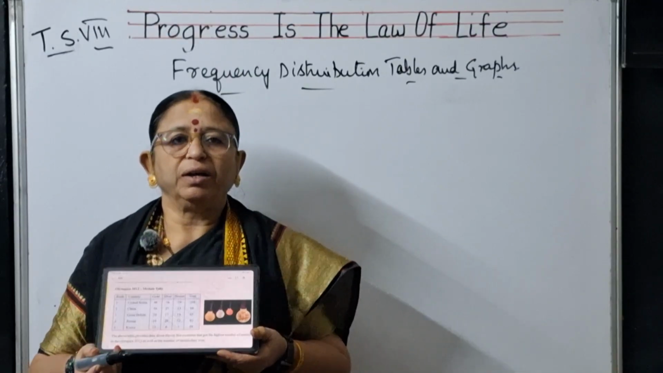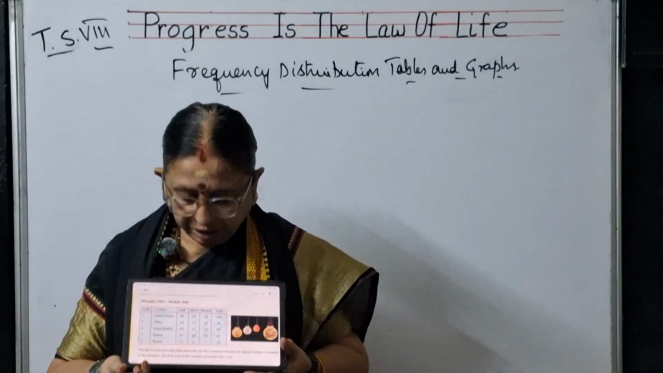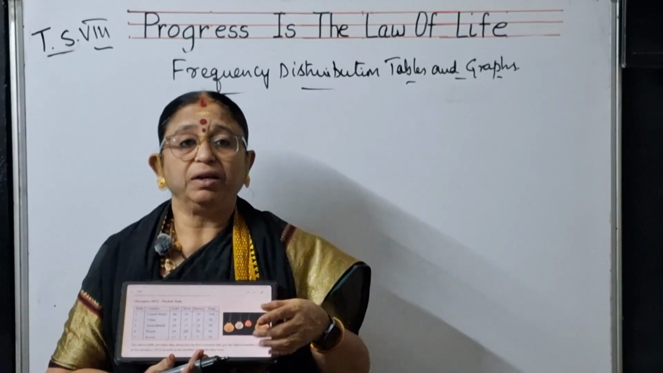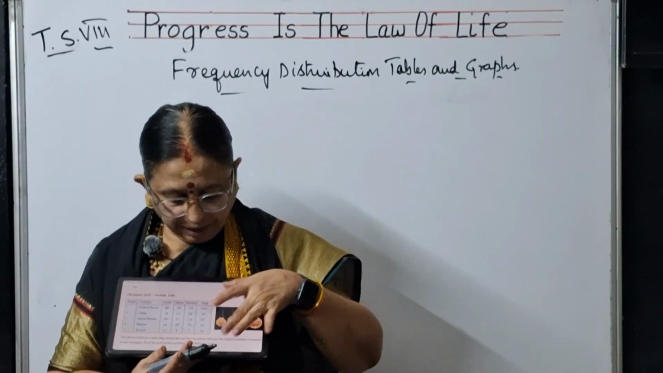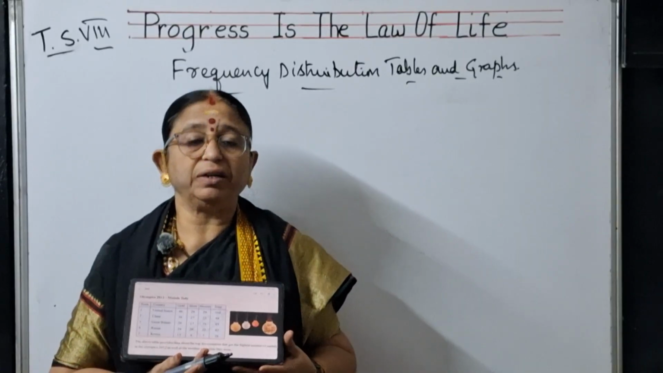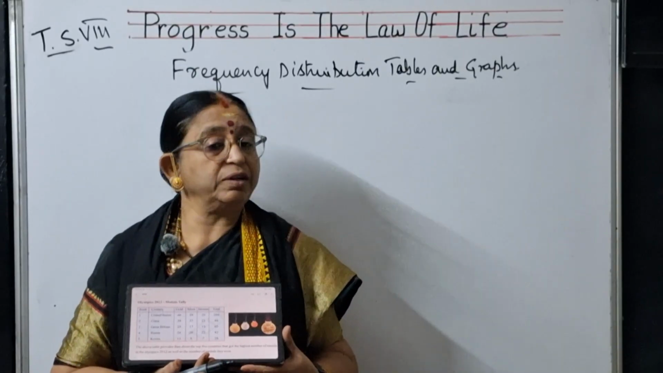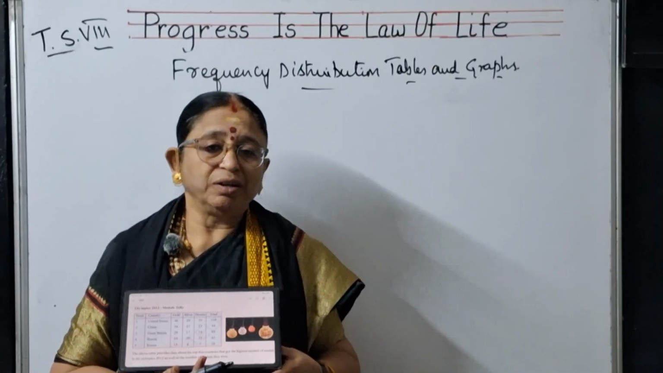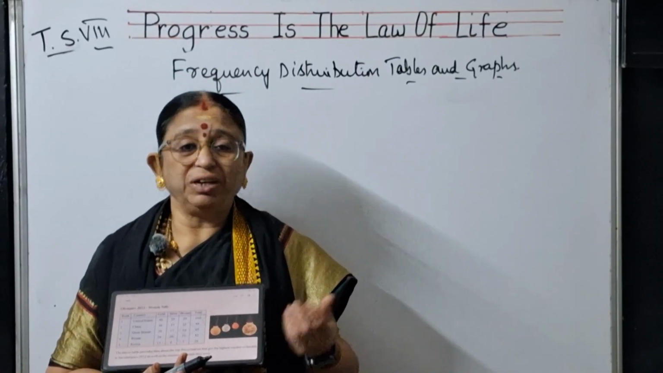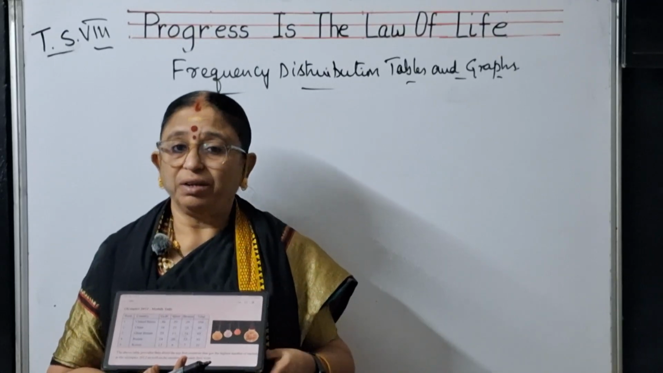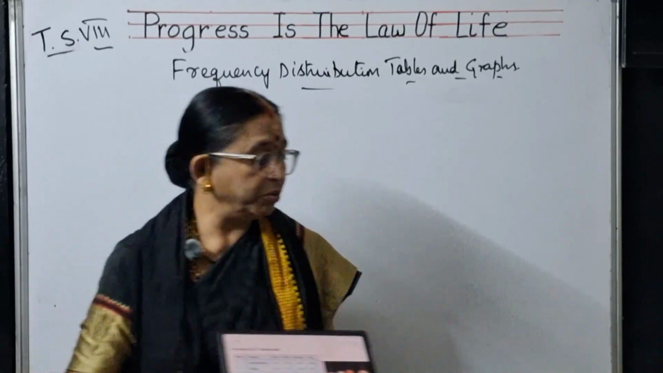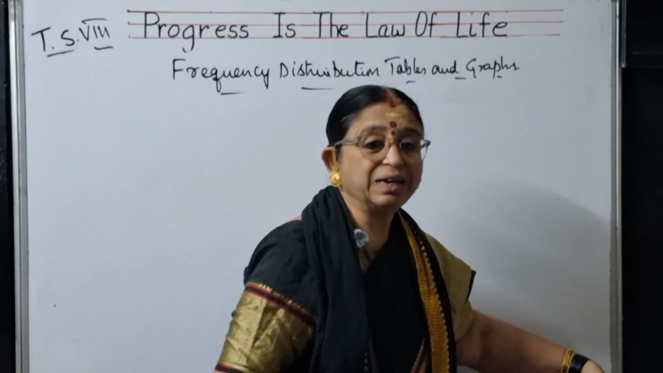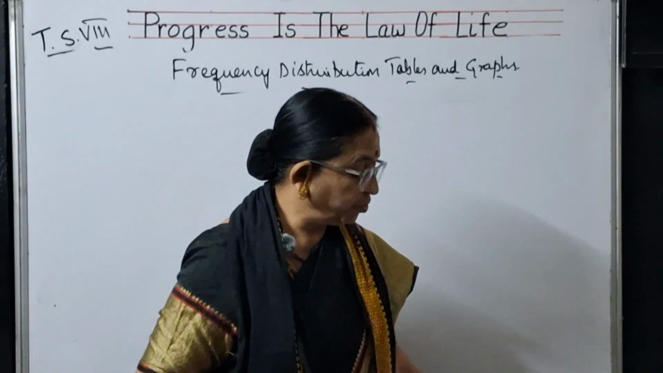So in this way, this table is explaining to you a clear-cut idea of which country secured what medals, and which country secured more medals. You can analyze the data very clearly with the help of this table. In this chapter, we are going to learn about frequency distribution tables, and then certain graphs. I'll be teaching you one by one.